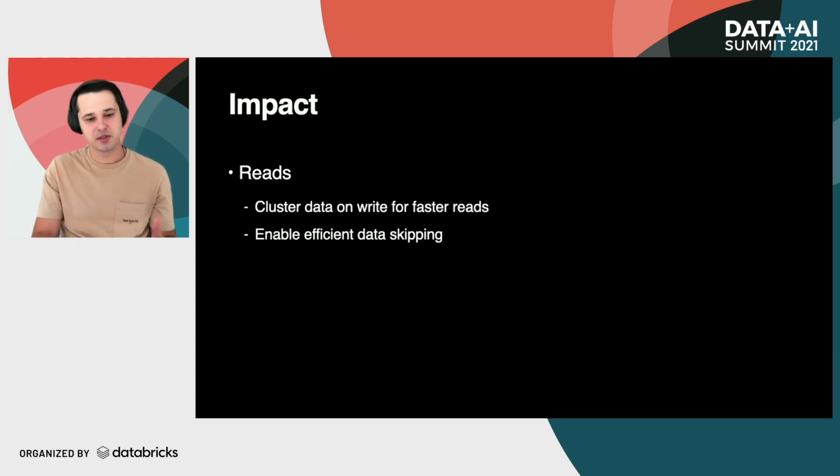Apart from writes, data distribution and ordering will also impact your reads. For example, the built-in file sort supports skipping of row groups in Parquet using min-max statistics. By doing a bit of extra work on write, you make sure that min-max statistics is actually usable, right? And you can skip those row groups.